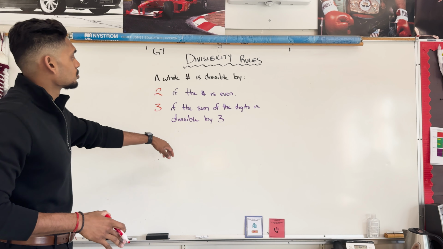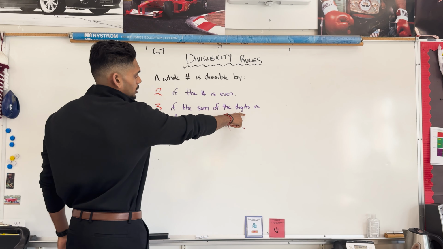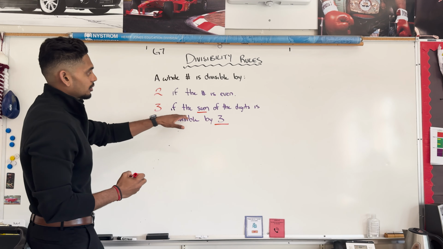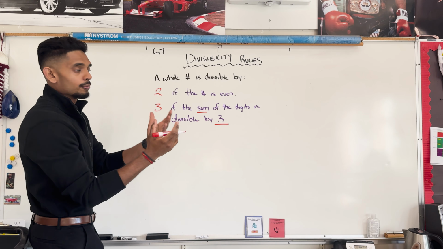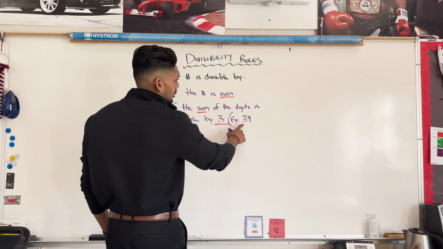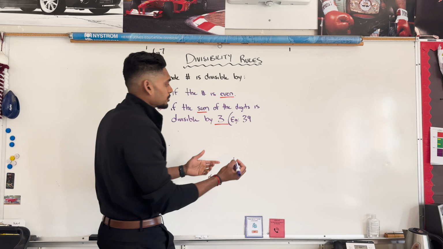So a whole number is divisible by 3 only if you add up all of the digits, so the sum of the digits is divisible by 3. If the sum of the digits, so we add up all the digits, is divisible by 3. All right, example here is 39. Take your two digits and add them up. Find the sum.